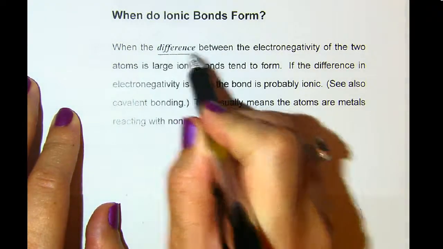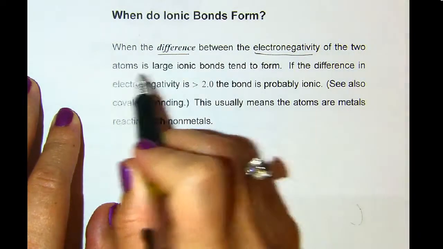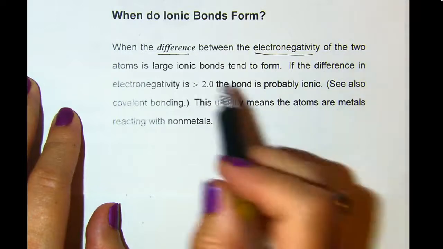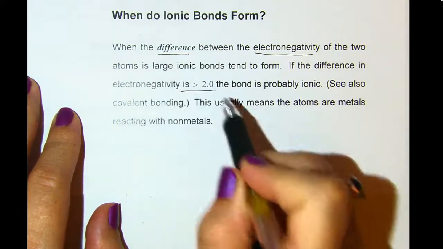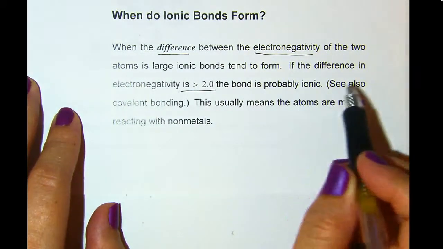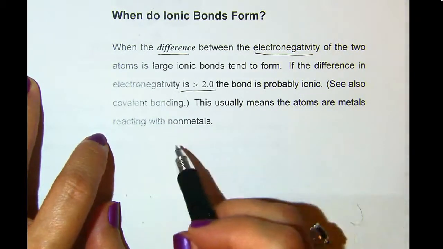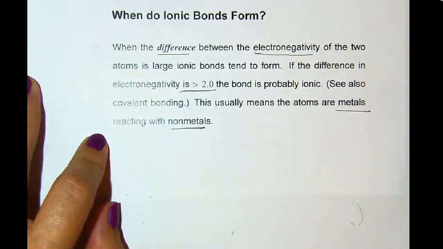When the difference between the electronegativity of the two atoms is large, ionic bonds will tend to form. If the difference in electronegativity is greater than 2.0, the bond is probably ionic. We're going to look at covalent bonding as well. This usually means the atoms are metals reacting with nonmetals.